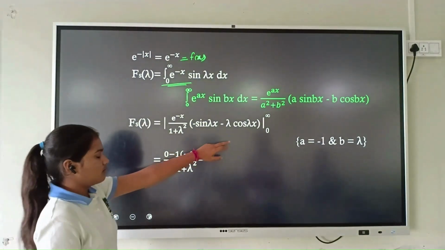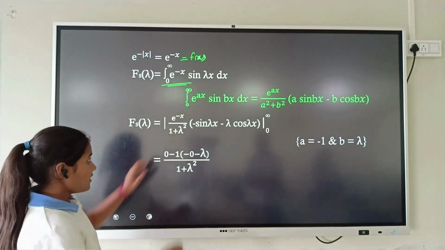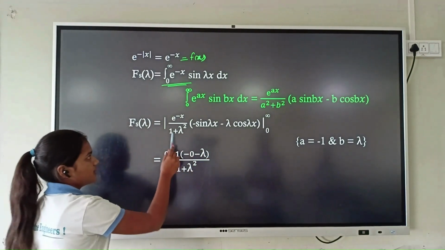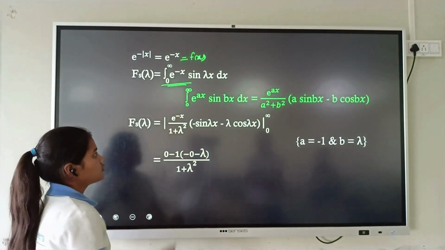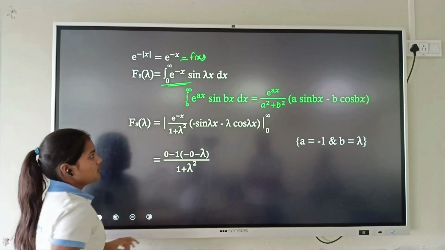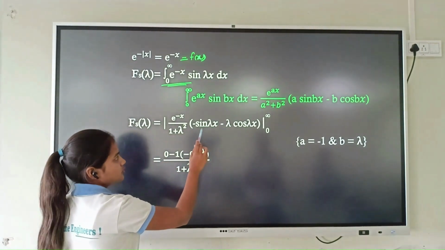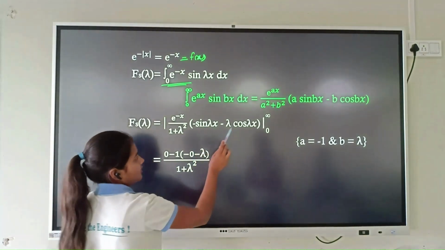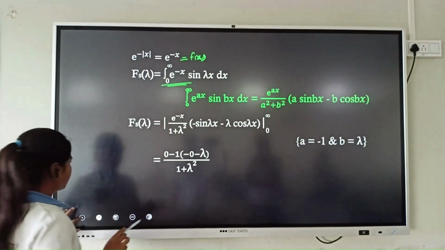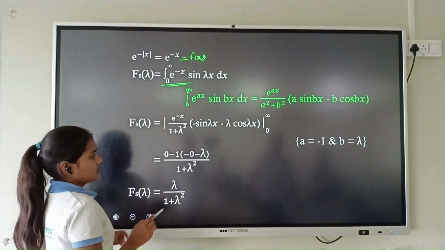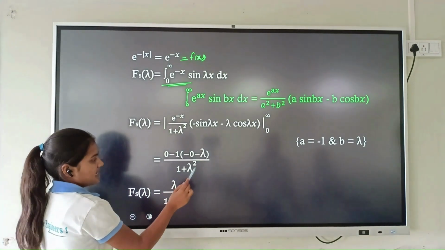Here, putting the lower limit starts with the negative sign. Putting the lower limit 0, e raised to minus 0 becomes 1, so we have 1 upon 1 plus lambda square. By putting the lower limit in place of variable x, sine of 0 is equal to 0 and cos of 0 is equal to 1. So here minus 0 minus lambda, which solves to plus lambda. So we have plus lambda, and 1 plus lambda square as it is.